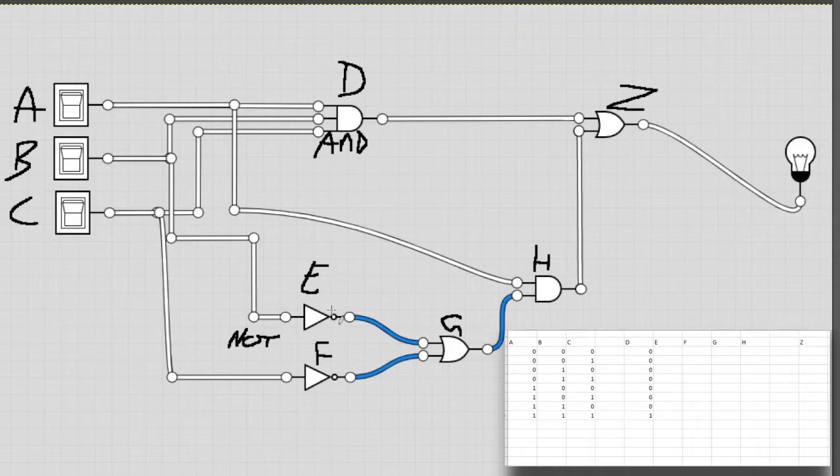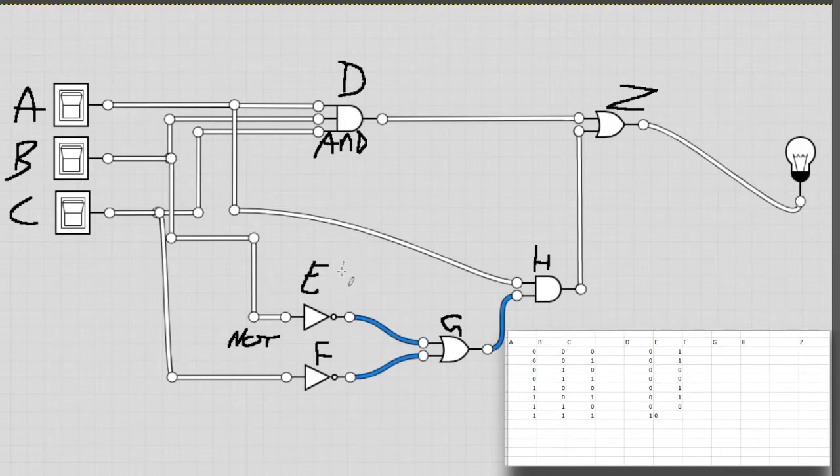Next we have 2 NOT gates, E and F. A NOT gate will invert the current coming into it. So if a negative current is coming in, it will become positive and vice versa. E is connected up to B, which means anywhere on our truth table that B is positive, E will be negative, and vice versa. So let's add that to our truth table. Where B is 0, E is 1. And where B is 1, E is 0.